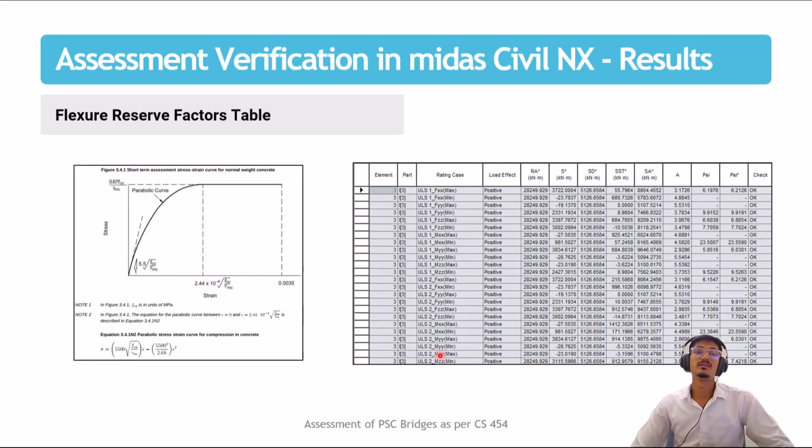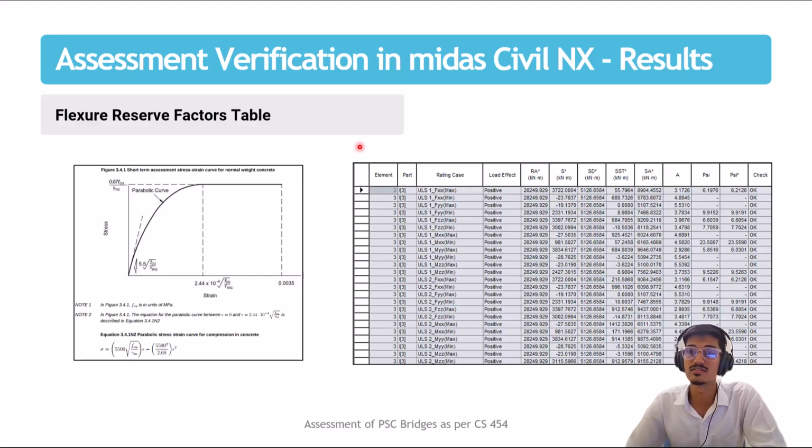Now we can see the reserve factor. So now we are moving ahead with the results part. In the flexure reserve tables, you can see that this is the table that would be generated. A detailed look would be provided when we go for the demonstration part. So this is what the program has taken.